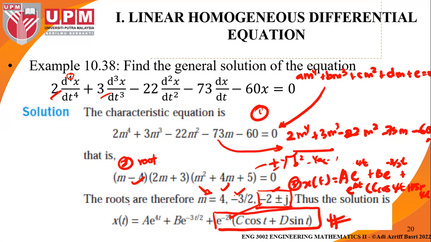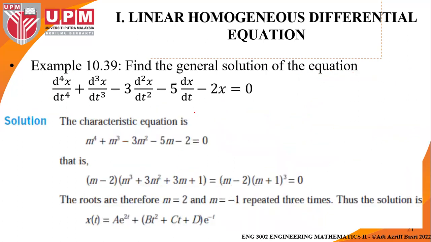So your general equation is based on the roots. If you have a real number, you need to use this one. If you have a complex conjugate, you need to use this one. Then it will be complete. Okay, we go for another one.